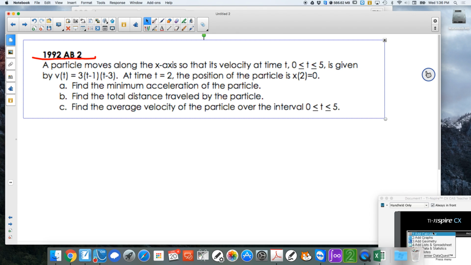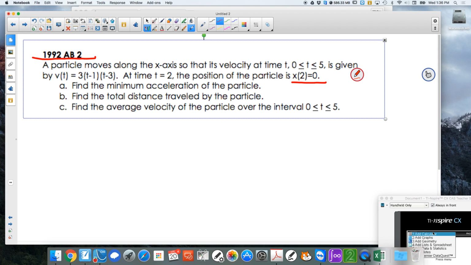We've got a particle that moves along the x-axis, so its velocity is given by v of t equals 3(t minus 1)(t minus 3). Isn't it nice that by 1992, we don't have to factor anymore? They've done all the factoring for us. At time 2, they give us the position of the particle: x of 2 equals 0. So it says find the minimum acceleration of the particle.